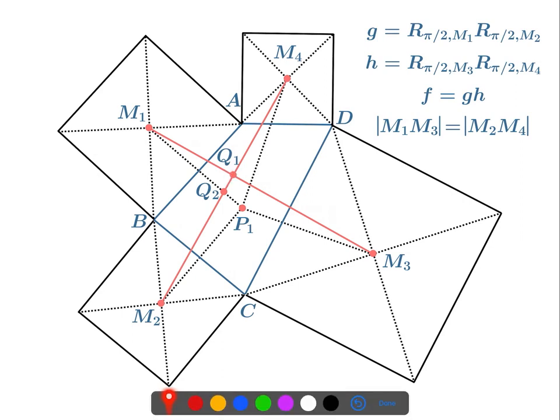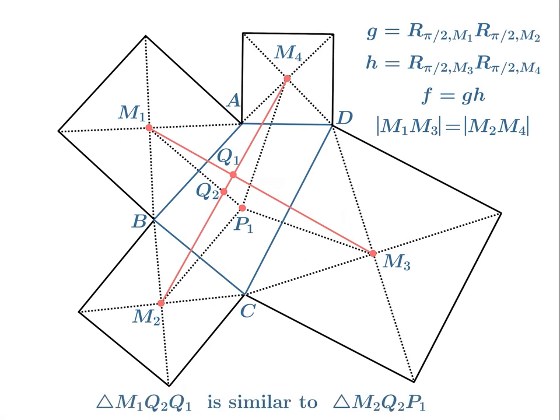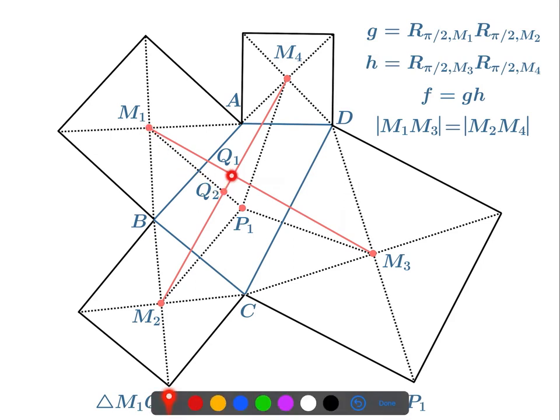Now I've added a couple points in here, Q1 here and Q2 here. And what we want to argue is that we're still trying to show that this angle is a 90-degree angle here. So we need to justify this as 90 degrees. So what I'm going to do for that is I'm going to look at the triangle M1, Q2, Q1, and I claim it's similar to triangle M2, Q2, P1. So here are the two triangles. I have this triangle going from here to here to here, and I claim it's similar to this triangle going from M2 to Q2 to P1. So M1 to Q2 to Q1 will be similar to M2 to Q2 to P1.